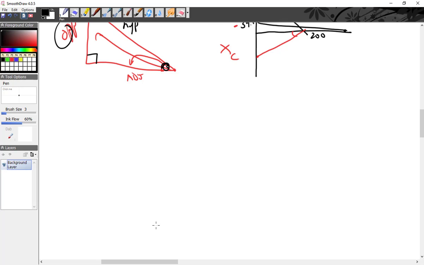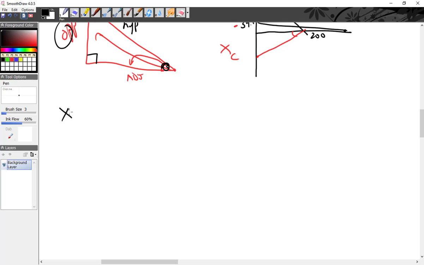Okay, I believe this was it. It was 220 volts, 1.5 henries. What was my capacity? 5 microfarads. Is that the right one? Yeah. Okay, 220. Yeah. All right.